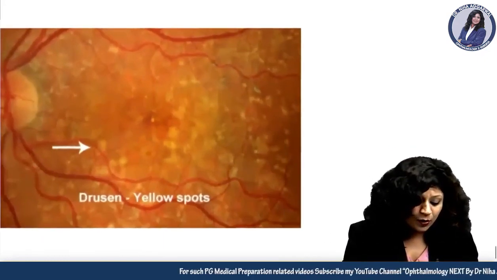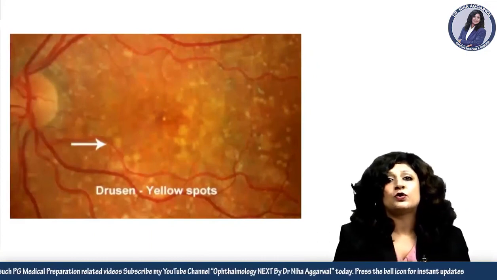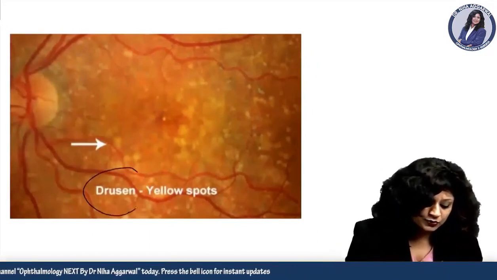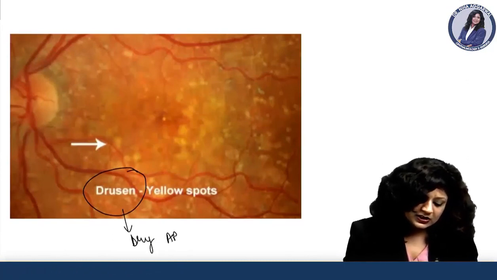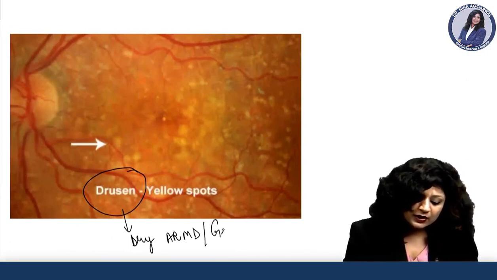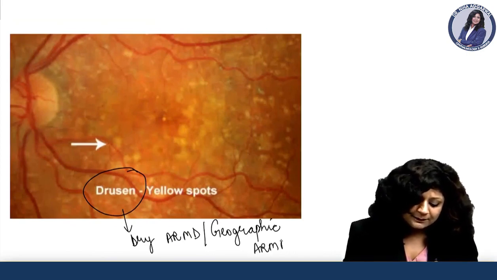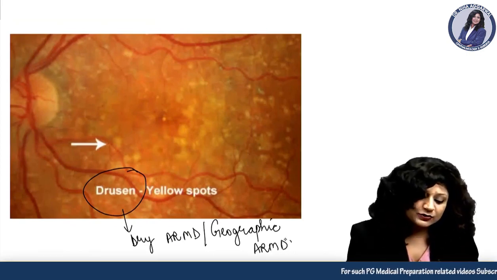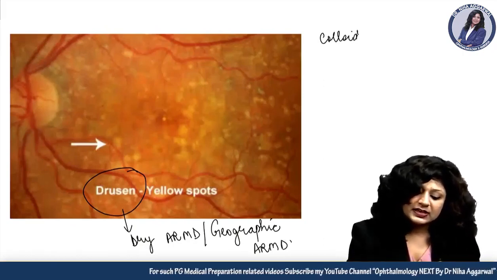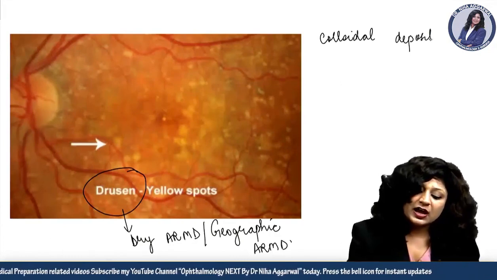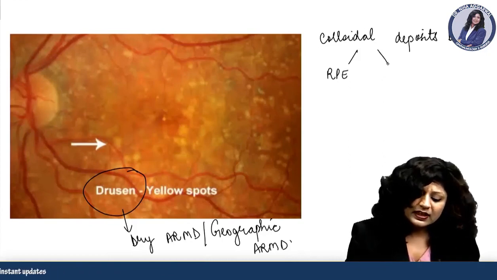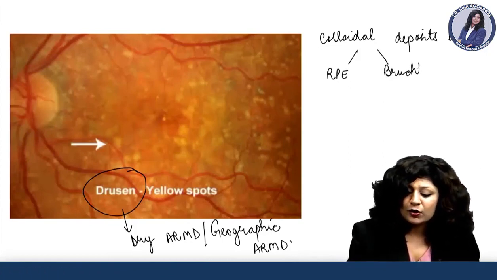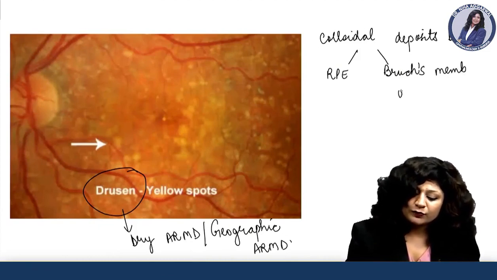Now can you see the small lesions which are found all over the fundus? These are actually the Drusen. Drusen are the characteristic feature of dry ARMD, which is also called geographic ARMD. And Drusen are what? These are colloidal deposits which are present between the two layers, that is the retinal pigment epithelium and the Bruch's membrane of the choroid.